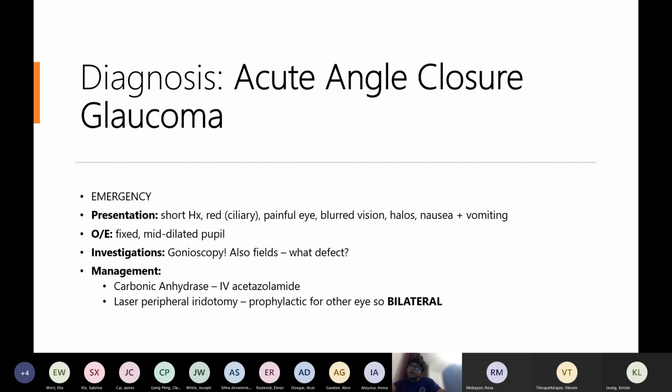Investigations: you do this thing called gonioscopy, which tells you how open the trabecular meshwork still is, and to see if the canal of Schlemm has closed off due to the small angle. You don't need to know the specifics, you just need to know that it's called gonioscopy and it tells you whether that canal is still open. You can Google what the canal is, it won't really come up in exams. Do you know what visual field defect you get in glaucoma? Anyone have an idea?